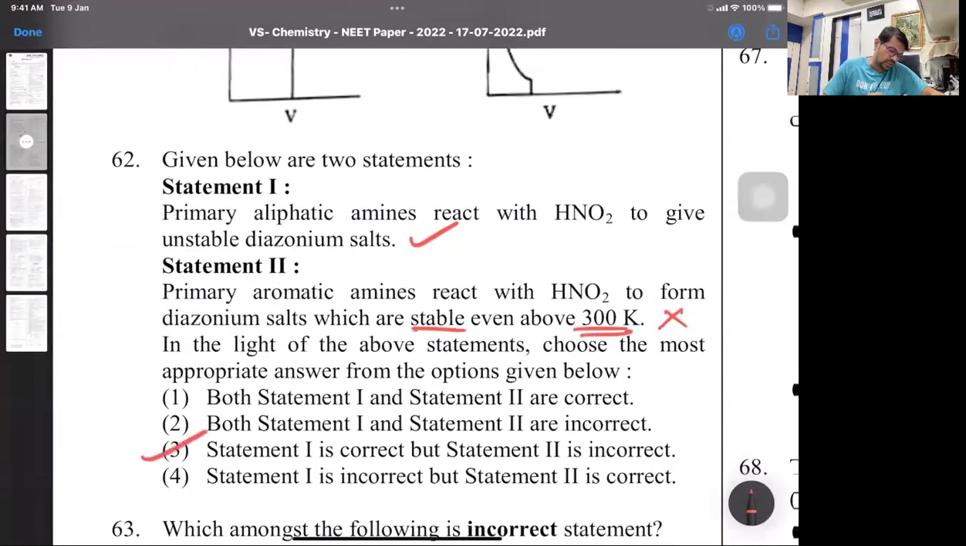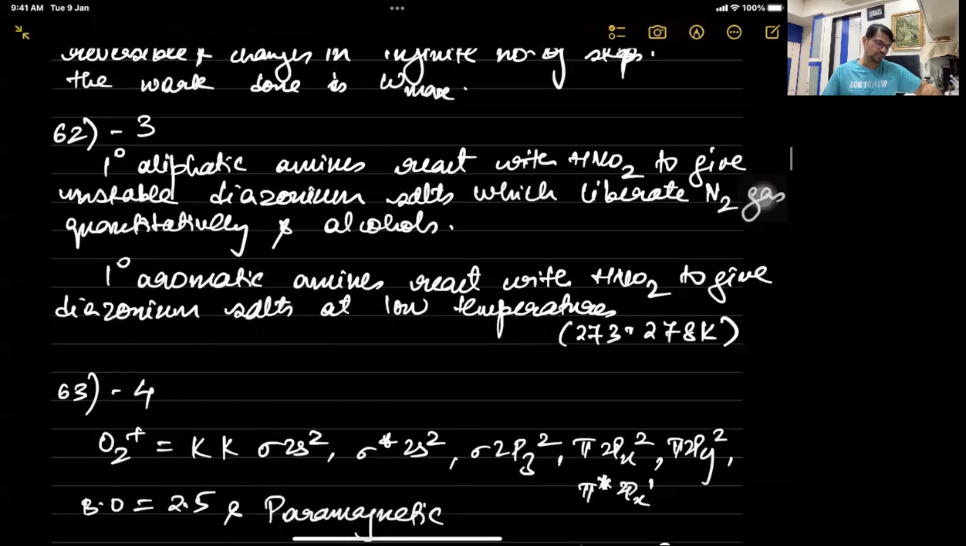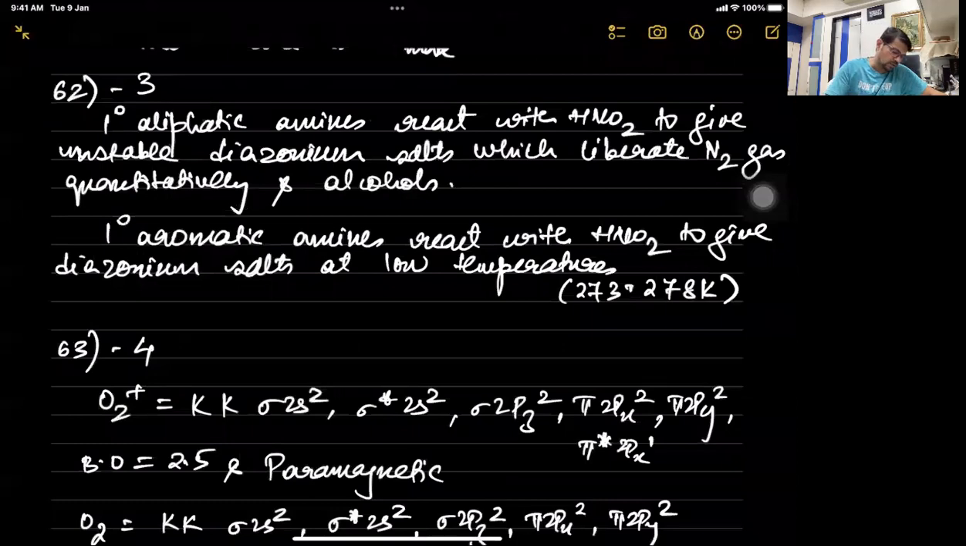So this is also 3. So 62 is 3. That's one. Then comes the 63rd one.